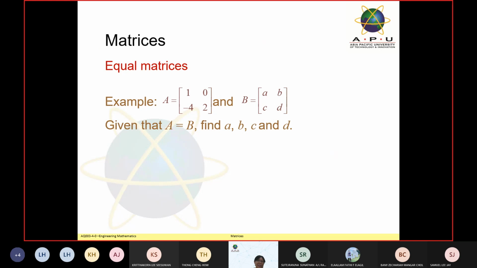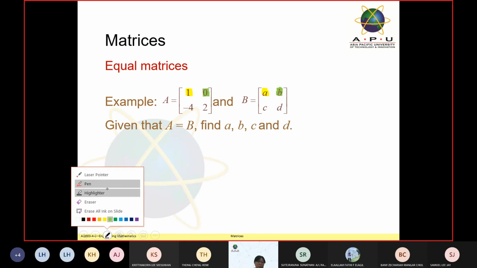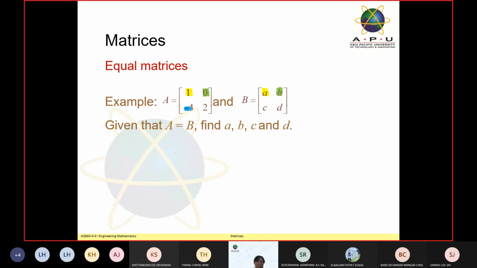For example, given that matrix A equals matrix B, what are A, B, C, D? What do we mean by the corresponding element? Say this is 1, then this one is the corresponding element. This 0, the corresponding is B. -4, the corresponding is C. This is what we mean by corresponding elements. So of course, number 2 will be D. So you can easily find the answers: A is 1, B is 0, C is -4, and D is 2. The corresponding elements, since they are equal matrices.